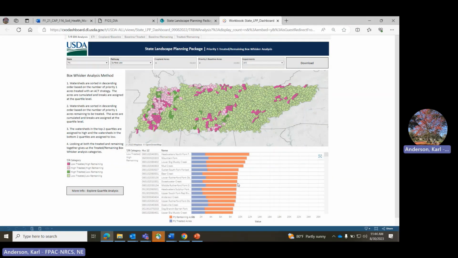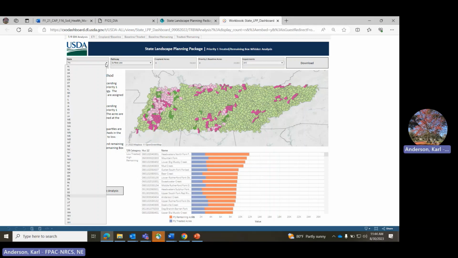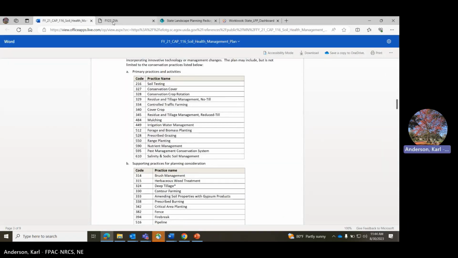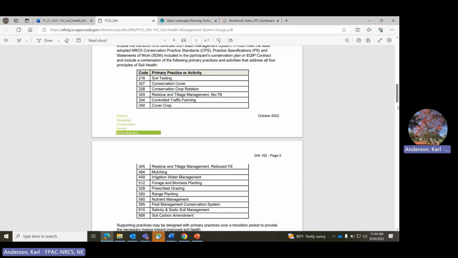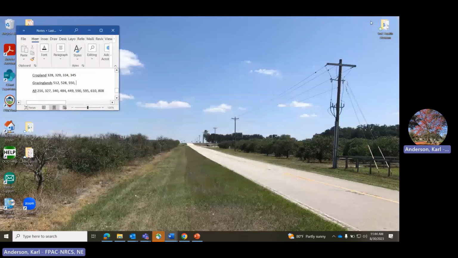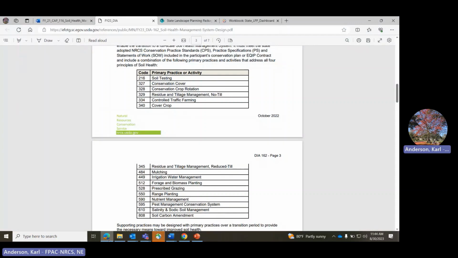And the interesting part here is that if you look at those practices, they're almost always going to be on our 116, as well as our 162. They're almost all going to be on grazing lands or croplands, and disproportionately they're going to be on croplands. But there's definitely some things on grazing lands. We can get into that, especially when we drill down with the QT tool.